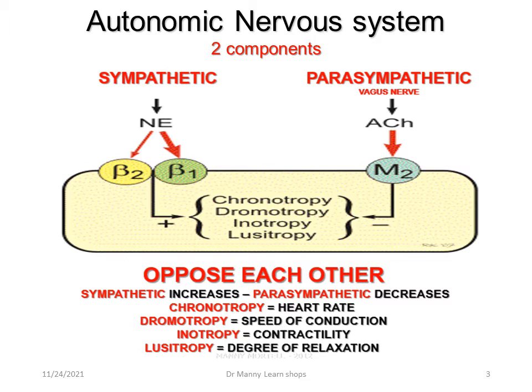Now, these two systems oppose each other. So the sympathetic nervous system increases, the parasympathetic nervous system decreases. Remember, chronotropy is heart rate. Dromotropy is speed of conduction, inotropy is contractility, and lusitropy is the degree of relaxation.